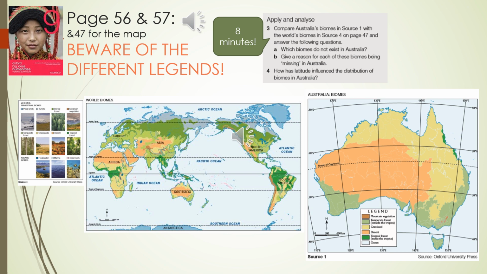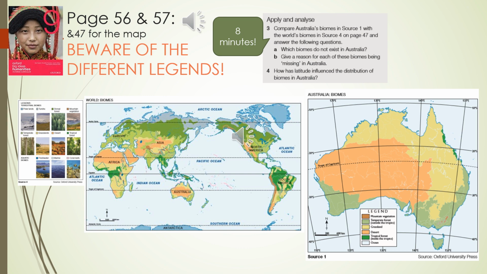Which biomes do not exist in Australia? And then I'd like you to explain why these biomes aren't in Australia. And then I'd like you to think about how has latitude influenced the distribution of biomes in Australia, and write an answer in response to that.